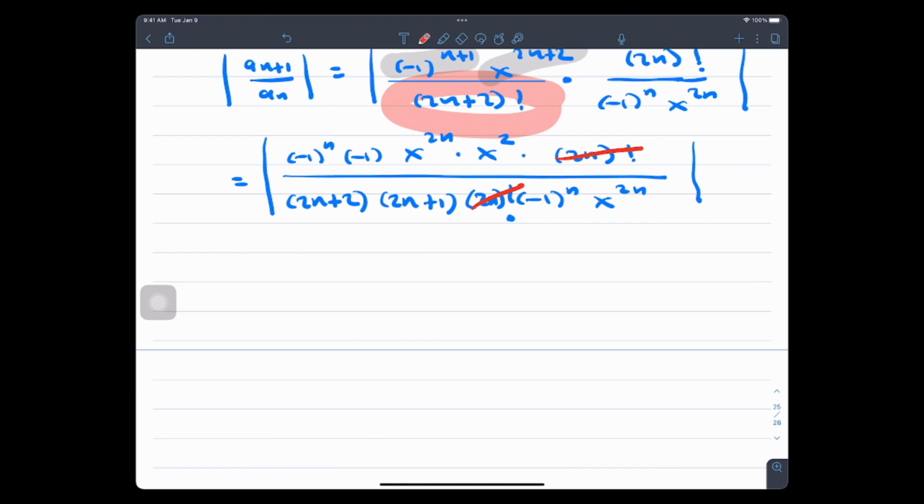So then the rest is some nice cancellation. Negative 1 to the n, I've got an x to the 2n. And I think that's pretty much it, because what's left now is negative 1, x squared, and then these terms here. Now, again, by properties of absolute value here.